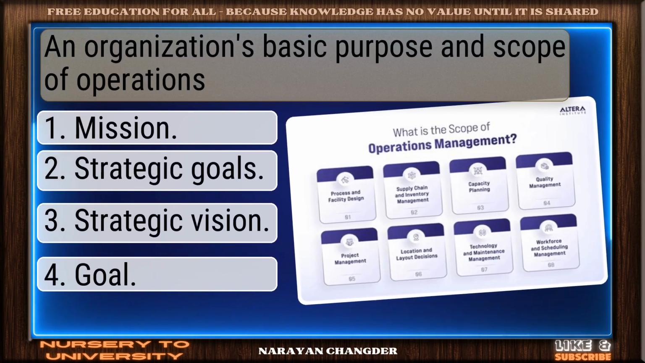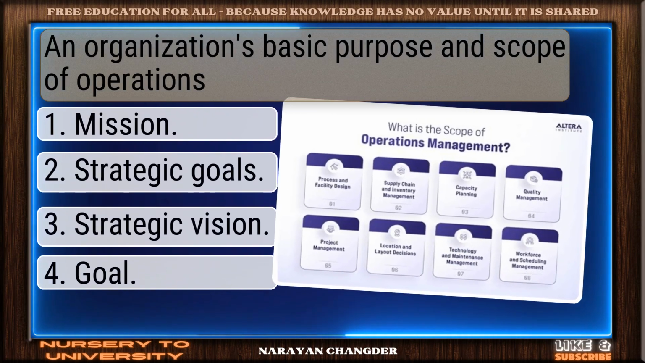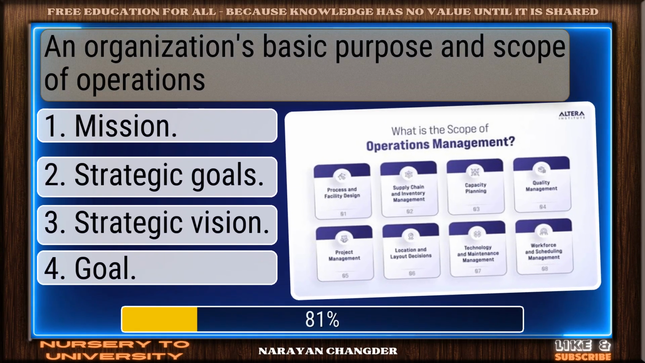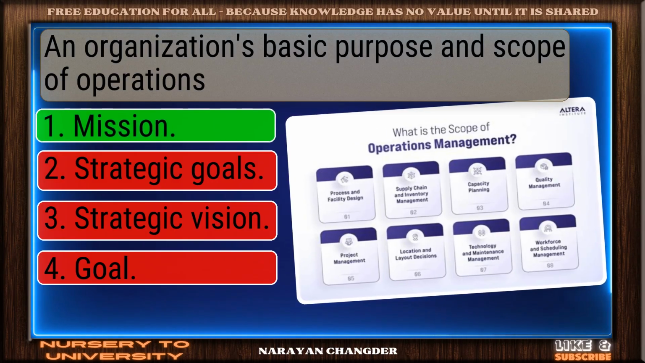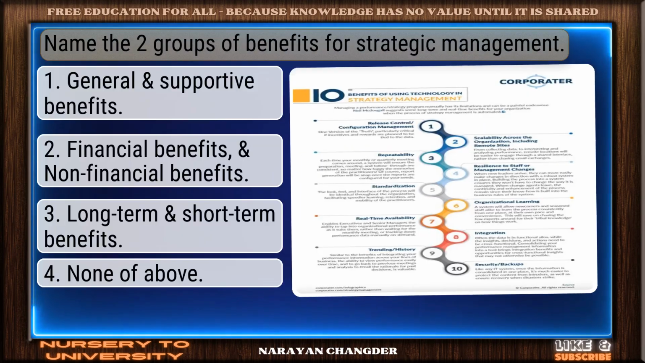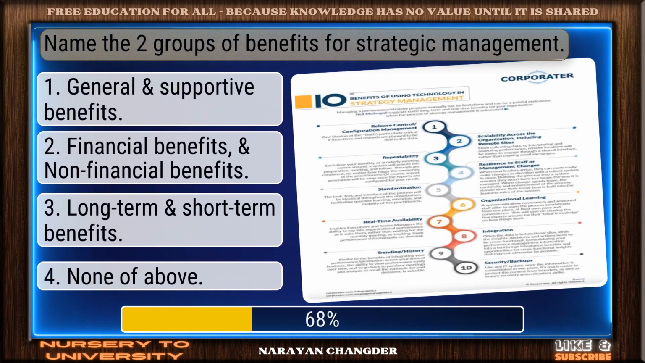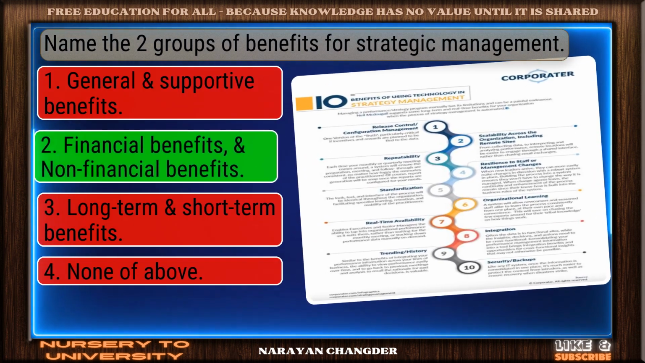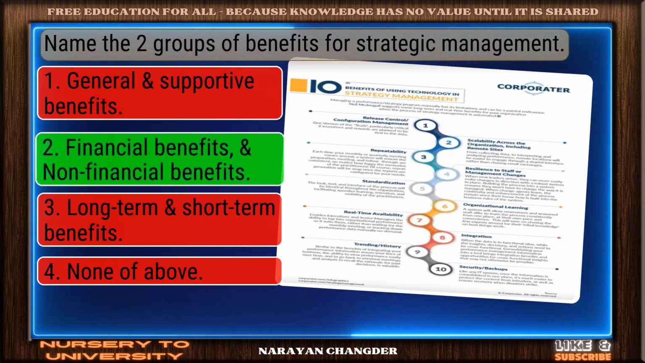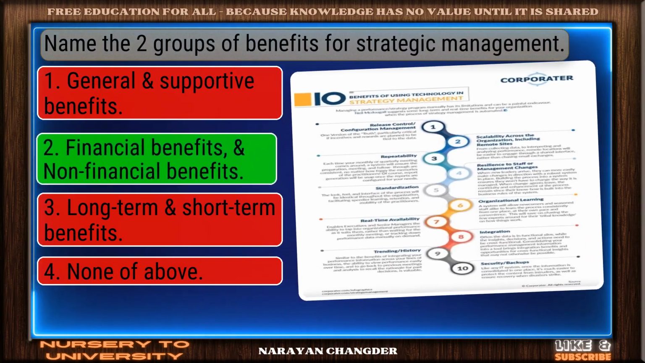An organization's basic purpose and scope of operations. Good job. Your answer, mission, works well here. Name the two groups of benefits for strategic management. Well done. Financial benefits and non-financial benefits is the right choice.